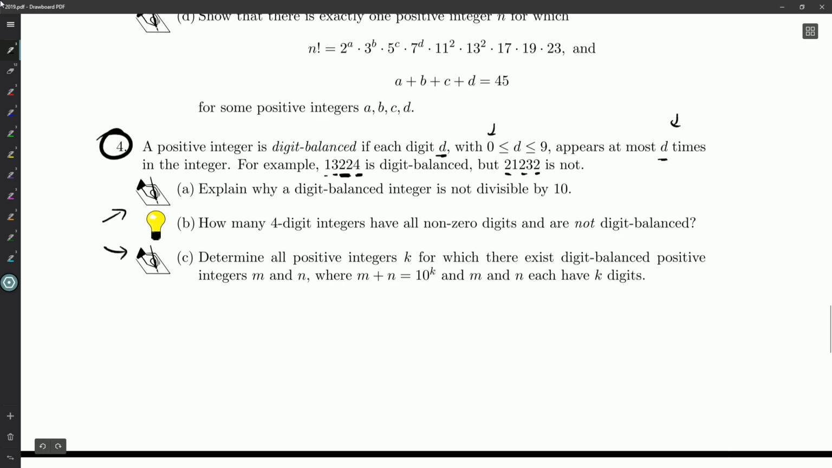Written, light bulb, written. Explain why a digit balanced integer is not divisible by 10. Okay. Well, so this shouldn't be that bad.